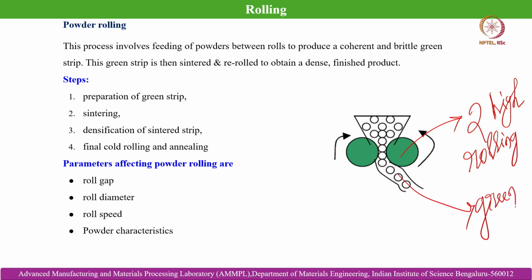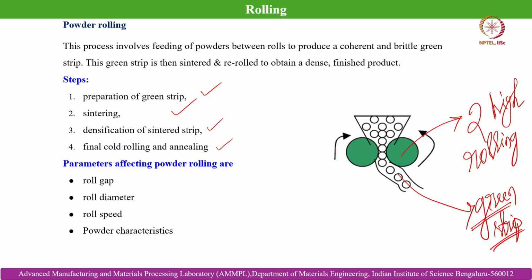Until now we were talking about the green compact developed from the powder aggregate. Here we are talking about developing a green strip with the help of a two-high rolling arrangement. This process involves feeding of powders between rolls to produce a coherent and brittle green strip. This green strip is then sintered and re-rolled to obtain a dense and finished product. The steps are: preparation of the green strip, then sintering, then densification of the sintered strip, and then final cold rolling and annealing of the sintered strip.